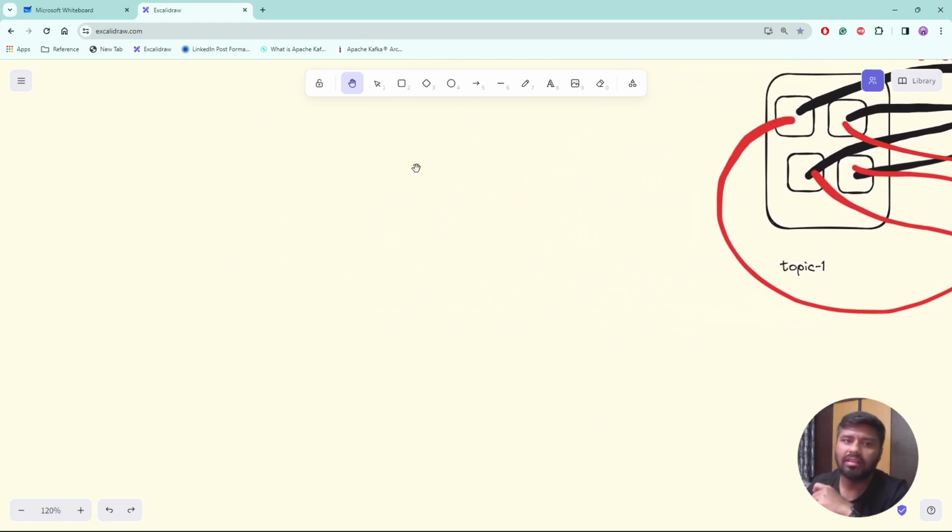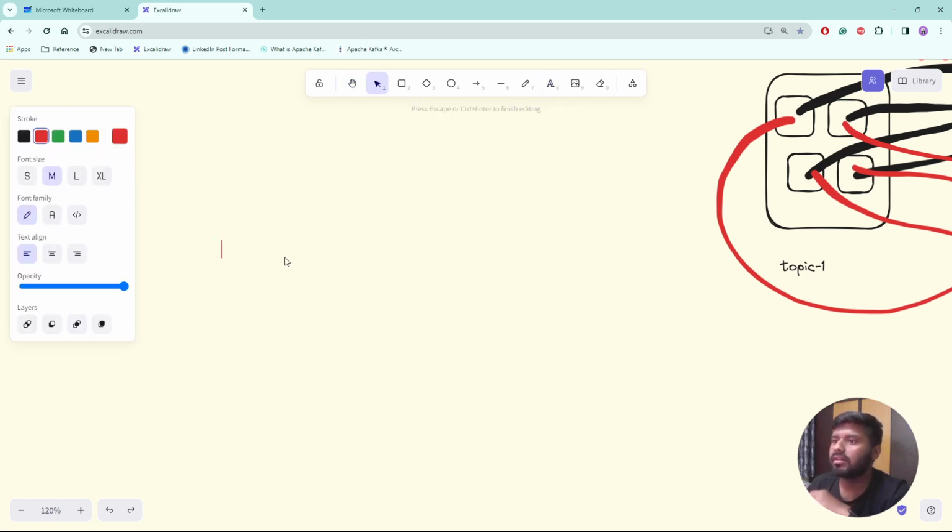Now, one more thing that we will learn is called the replication factor.